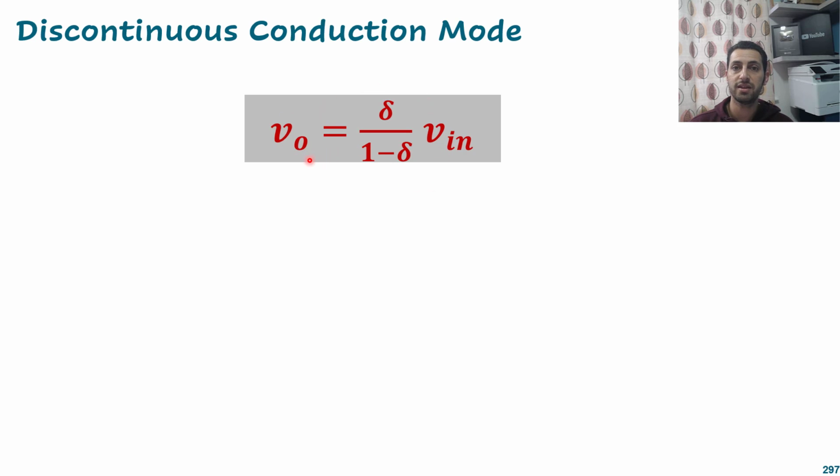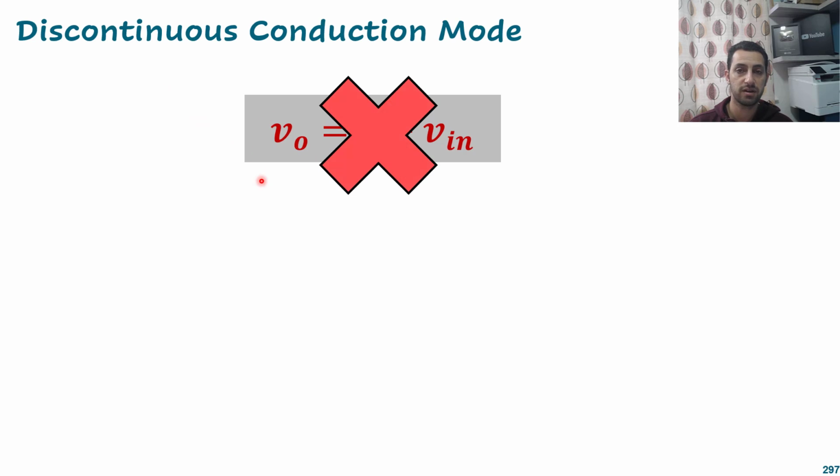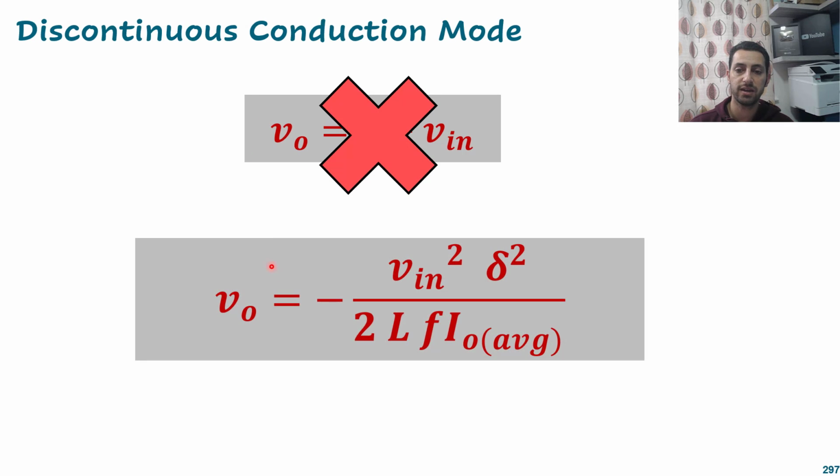Is it valid in the discontinuous conduction mode? The answer is no, and we have to derive it again, and the equation for the V output and V input is this one. Again, we have a negative here because it's minus, and you can remove that if you consider different polarity, but it has a nonlinear relation with the V input here because we have a square as always before, and we have also I output. That means it's load dependent.